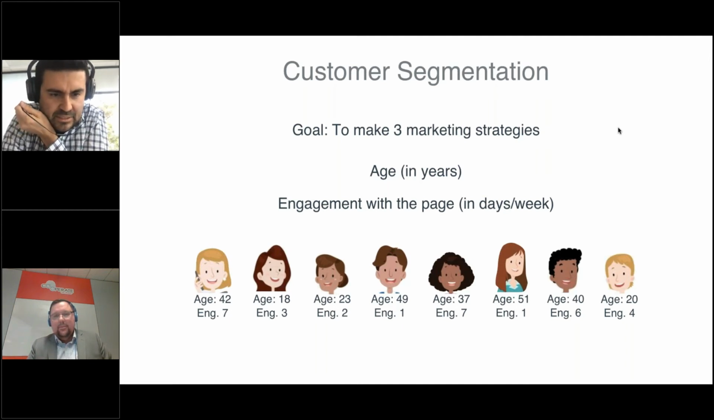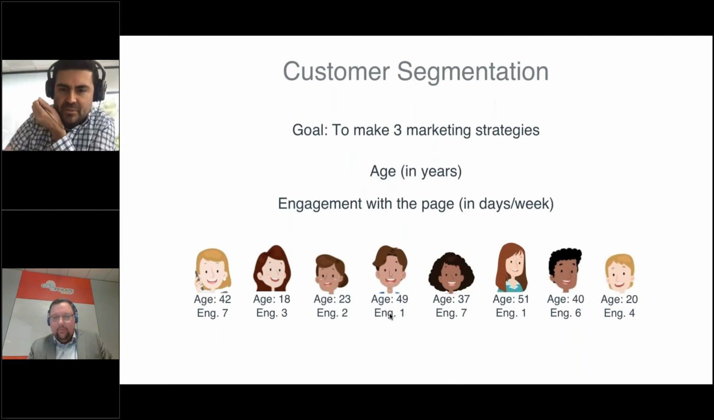So let's see. There's some people. What do you see, Brian? Anything interesting there? I see a 49 and a 51-year-old that have low engagement. Yeah, that's one. But I also see a 42 and a 37-year-old who have high engagement. Mm-hmm. And then I see young people, 18, 23, 20, that have kind of 2, 3, 4. I don't know if that's medium, maybe. I can say that. So I think, yeah, you spotted the groups pretty well.